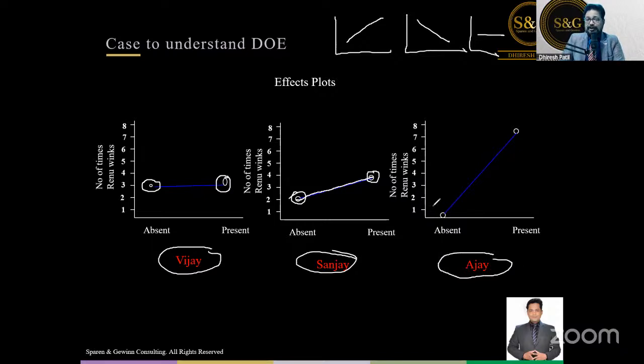When Ajay was absent, she only smiled once. But when Ajay was present, she smiled for 7 times almost. So there is a huge, very, very stiff slope here. And that means Ajay's presence is making huge impact on Sia's smile. Are you clear with this?